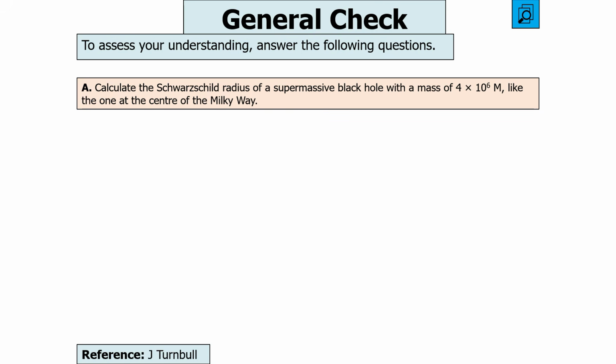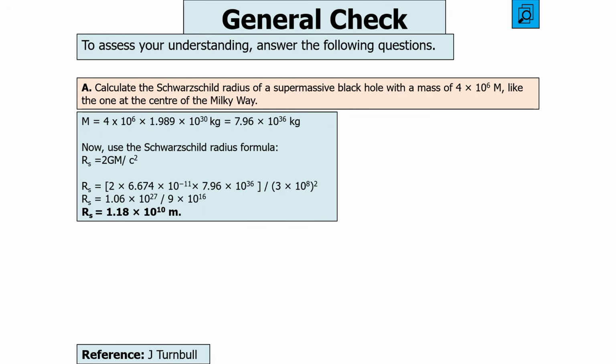Calculate the Schwarzschild radius of a supermassive black hole with a mass of 4 × 10^6 solar masses, like the one at the centre of the Milky Way. Once again, we convert our mass from solar masses into kilograms, so we get 7.96 × 10^36 kilograms. We then use the Schwarzschild radius of 2GM over c squared to get our answer to be 1.18 × 10^10 meters.